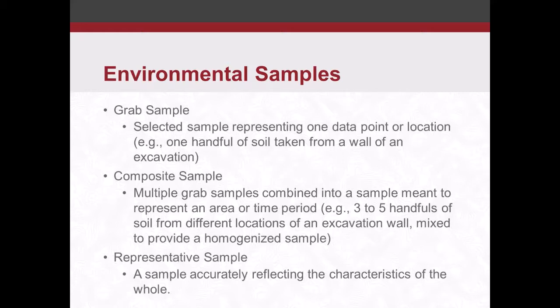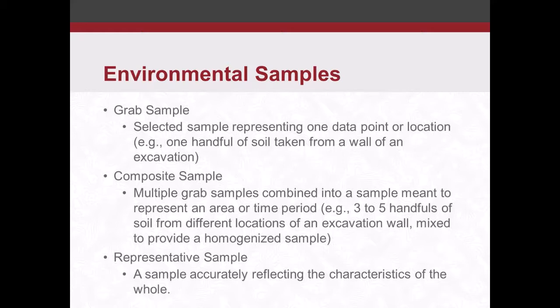But you have to define what you're sampling, and you have to define how you're going to collect a representative sample from that. There's two primary types of samples you're going to collect. One being a grab sample, and that is a selected sample representing one data point or location. So a handful of soil from the wall of an excavation, that would just be a grab. Whereas the composite is you're combining multiple of those grab samples into a single sample.